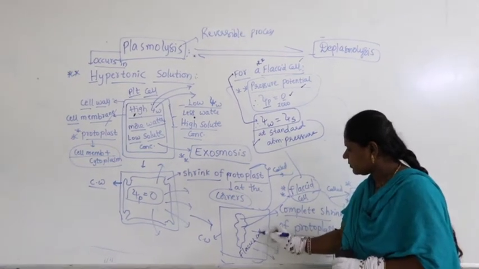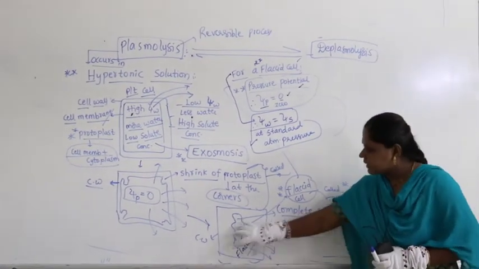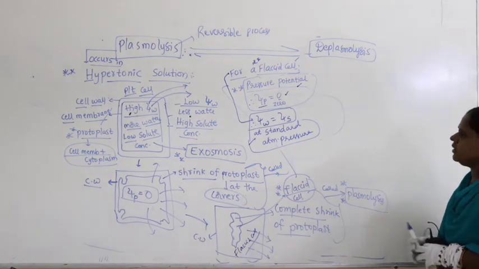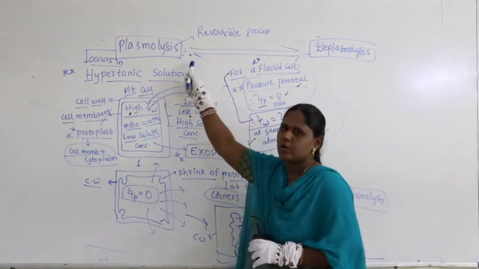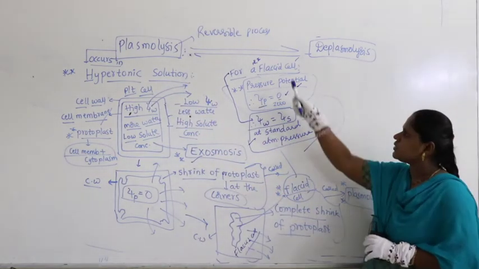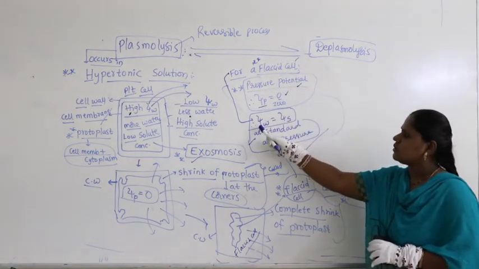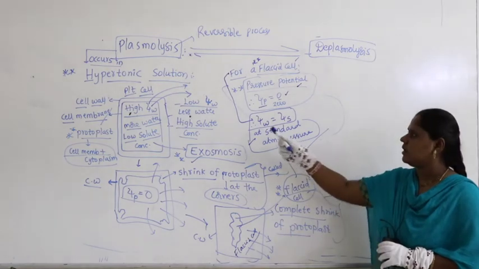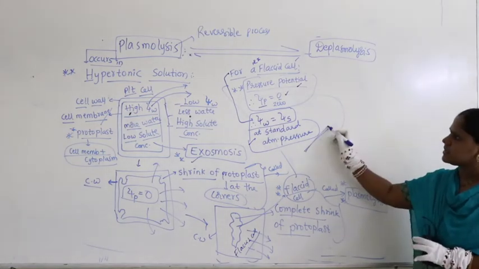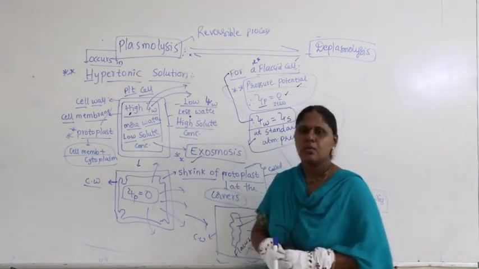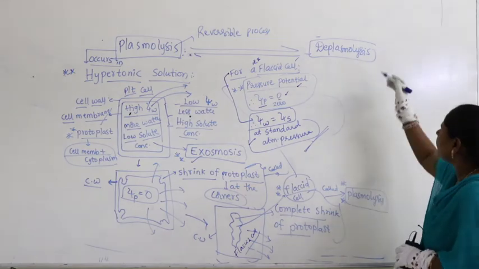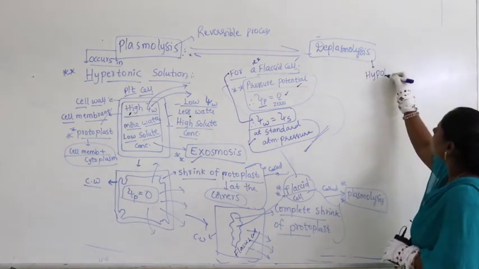This is a flaccid cell. Now, what can we do? Take the flaccid cell and keep it in hypotonic solution. Until here we completed what is called plasmolysis. Remember, plasmolysis occurs in hypertonic solution, and what occurs is called exosmosis. It leads to a flaccid cell where pressure potential is zero, so at standard atmospheric pressure you calculate water potential as solute potential. Now, the first point we said is that plasmolysis is reversible. That means take the flaccid cell and keep it in hypotonic solution.